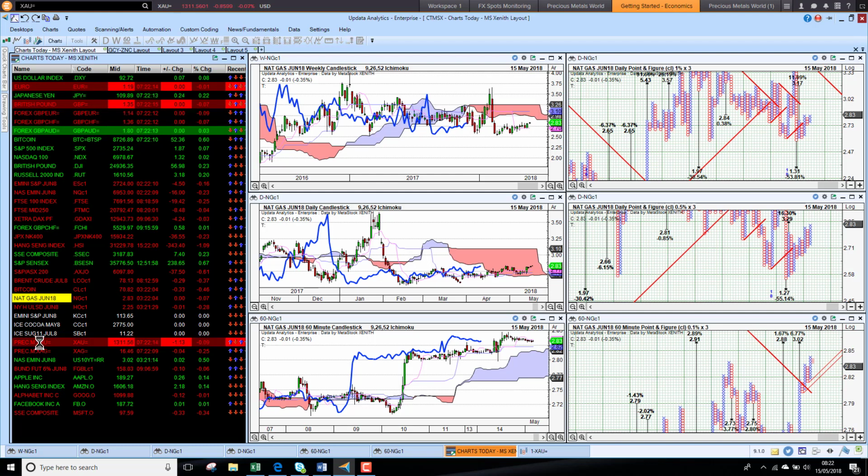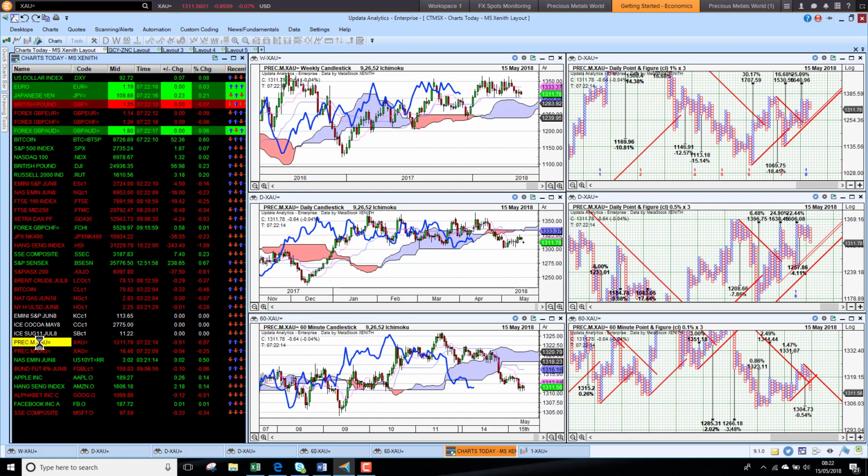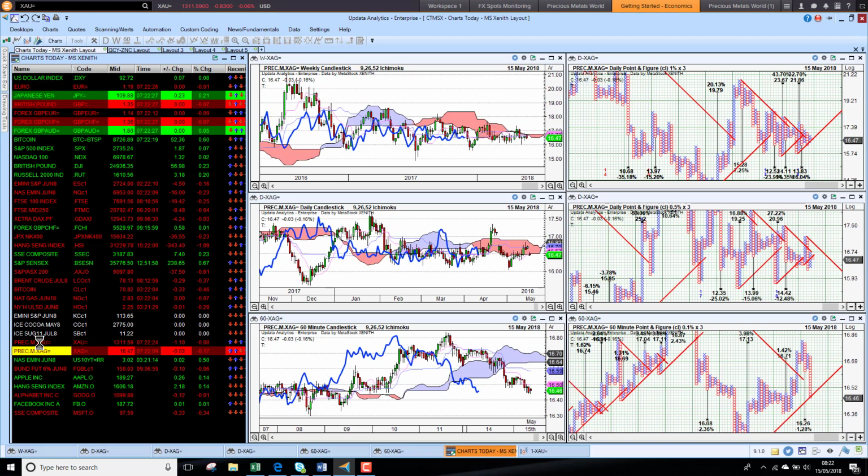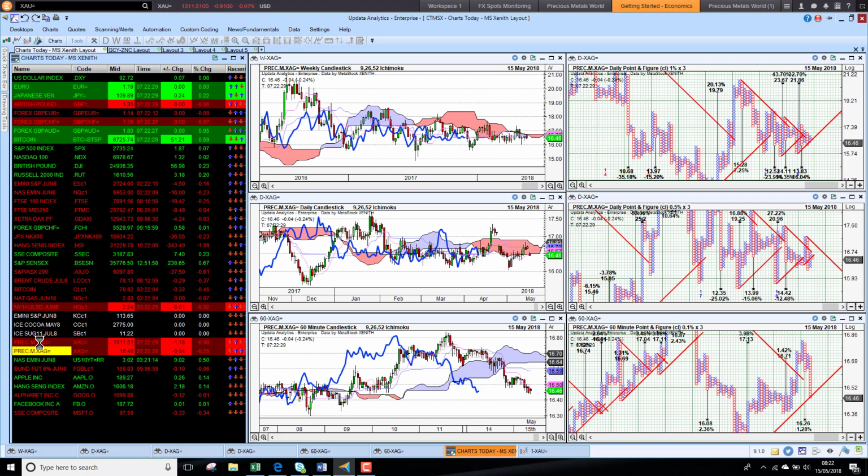If we go straight to gold, gold's actually just selling back off, having looked better yesterday, just really struggling again short term. So we are seeing downside potential there on the short-term chart. A stronger dollar not helping. And silver much the same.